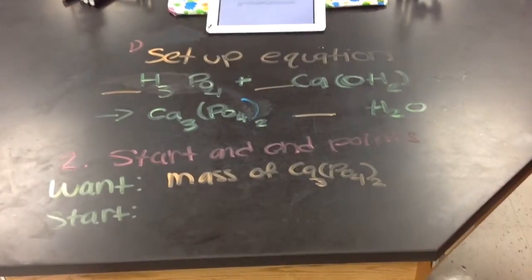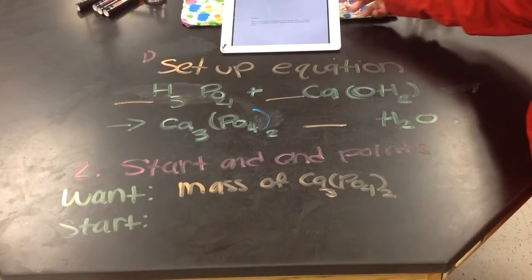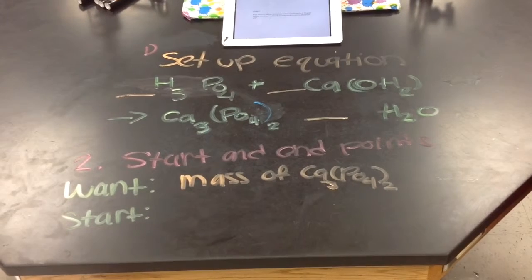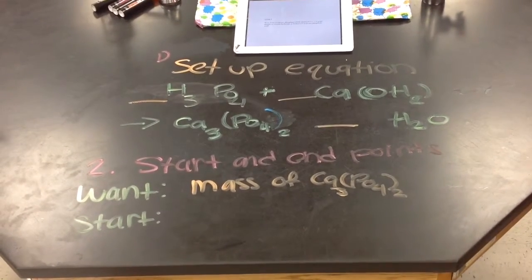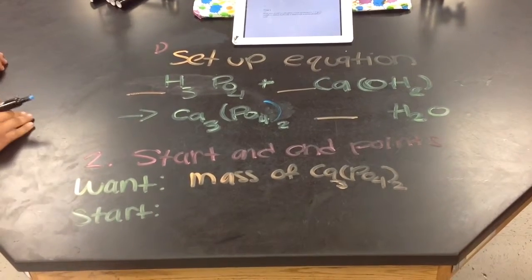So today our stoichiometry video will be on the question of what mass of calcium phosphate will be produced if a 1.75 gram sample of calcium hydroxide is neutralized in excess phosphoric acid. So first things first, we need to set up our equation. And now we know how to balance equations.